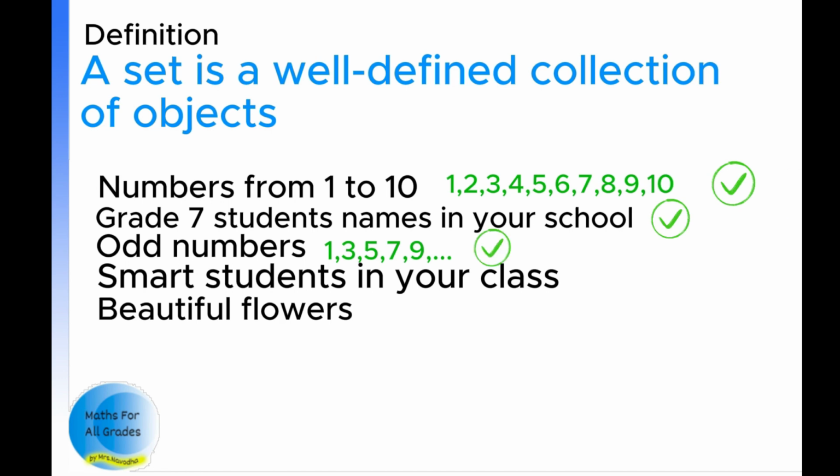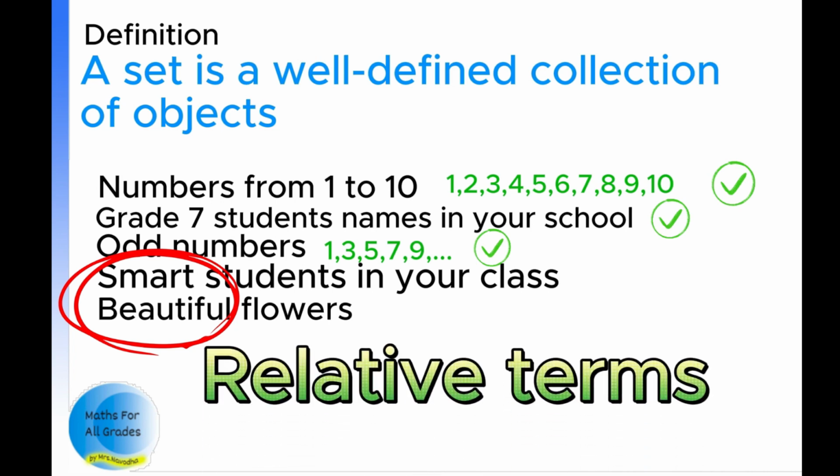Now look at these two statements. Smart students in your class and beautiful flowers. Smart, beautiful, we call such words relative terms because the meaning of these words will change from person to person. Think about it this way. The flowers I think are beautiful may not be beautiful to you. So that's how we are going to identify relative terms. And remember, the expressions with a relative term are not a set.